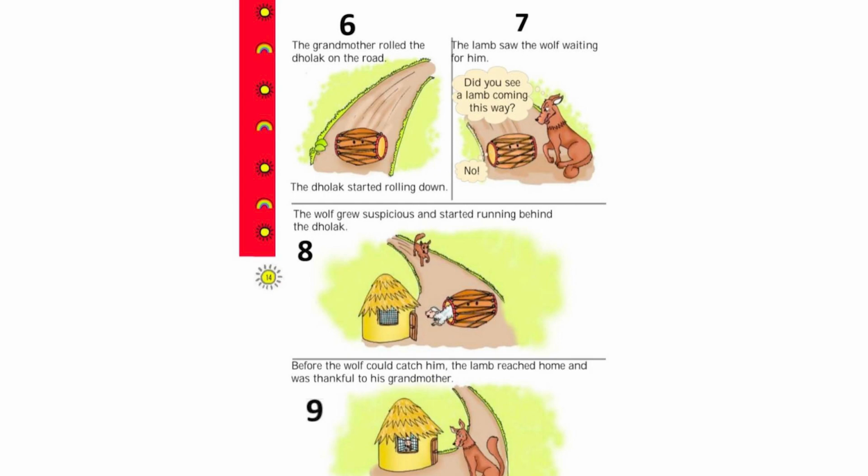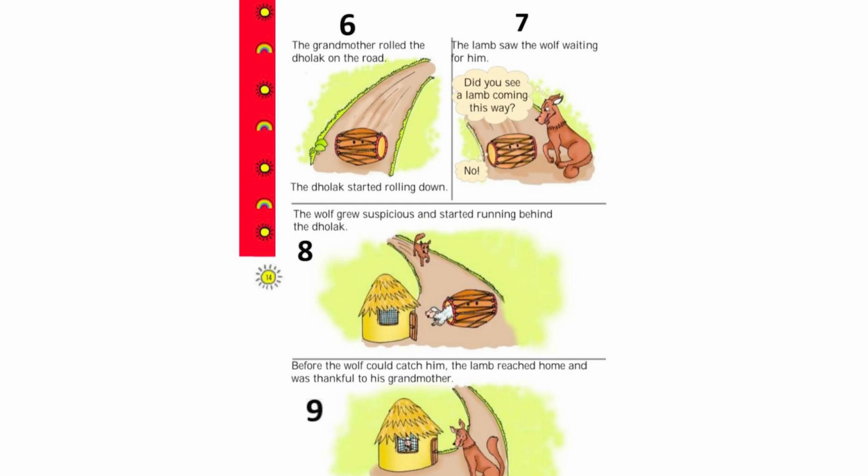Look at the eighth picture. The wolf grew suspicious and started running behind the dholak. Now I will explain this. If you think, can the dholak speak? No. But here the dholak answered. So the wolf started doubting and running behind the dholak.